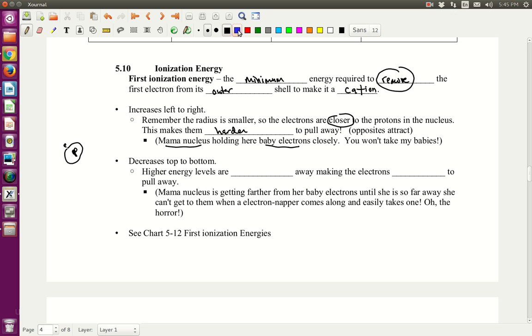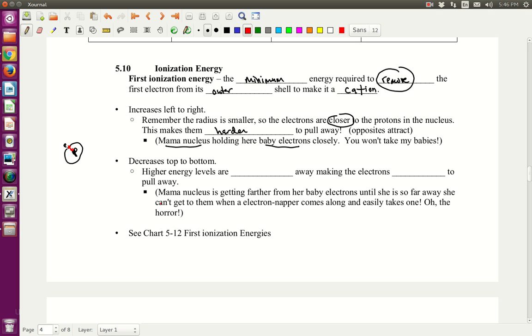And there's an attraction. Mama nucleus is holding on to this baby tightly. And so if somebody comes along and tries to take that baby, she's going to fight him. It's going to take a whole lot more energy because she's holding tightly. Think of a mama and a baby in a stroller. And if somebody tries to come and take my baby out of my stroller, I am going to put up a fight. Okay?